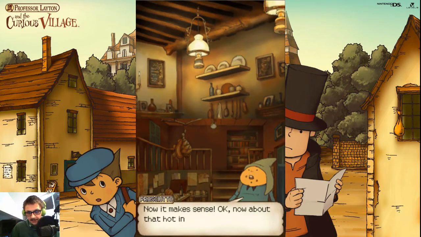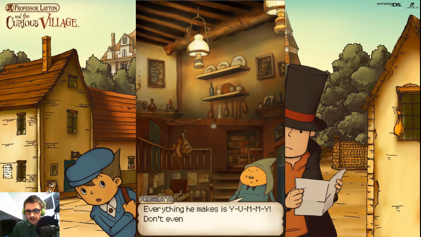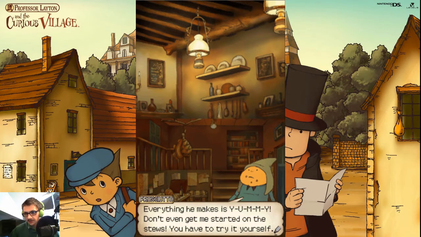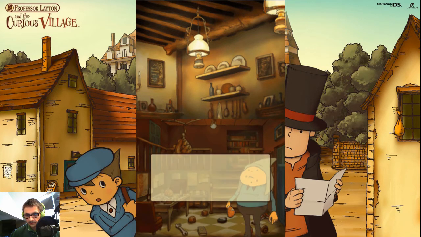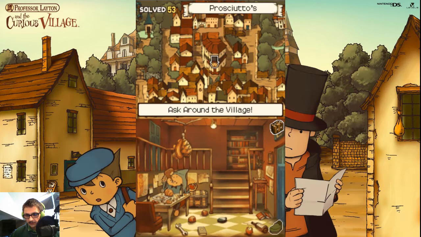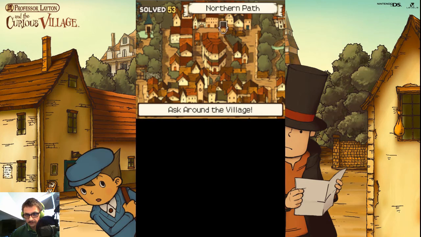Now it makes sense. Okay, now about that hot info I promised. If you want to experience the best dining in St. Mystery, you've got to check out Crouton's restaurant. Everything he makes is yummy. Don't even get me started on the stews, you have to try it yourself. World map was amazing. Wasn't very helpful, so let's carry on.